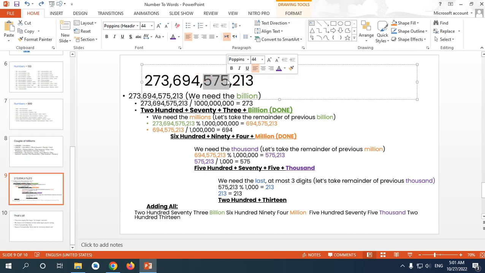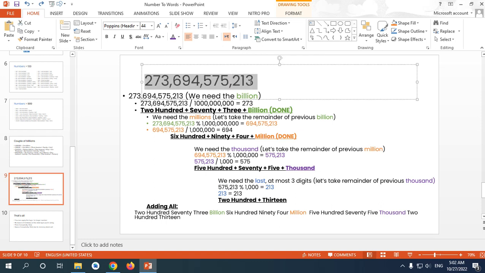Now let's get to another 3 digits. We have 575. How can we calculate it? It's the same way. It's 500, and the second 2 digits are 75. The tens of 75 is 70 plus 5. We just add 500 plus 70 plus 5, thousand, because there are 3 digits at the right side.